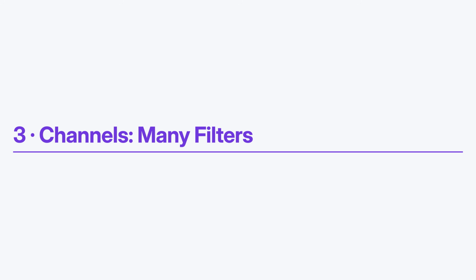Last, channels. One filter makes one feature map, and many filters make many feature maps. Let's see how the depth going in and the depth coming out are set.